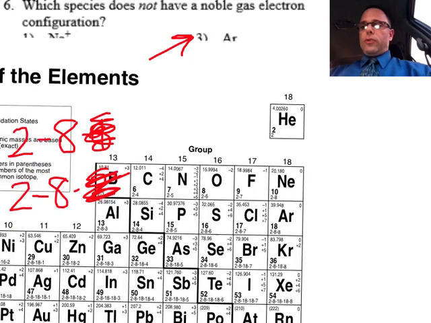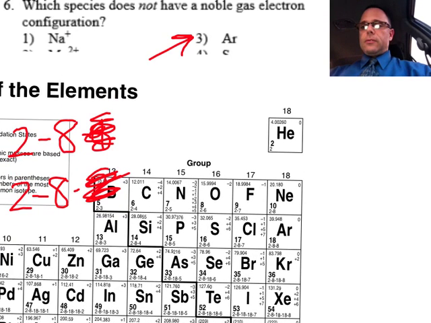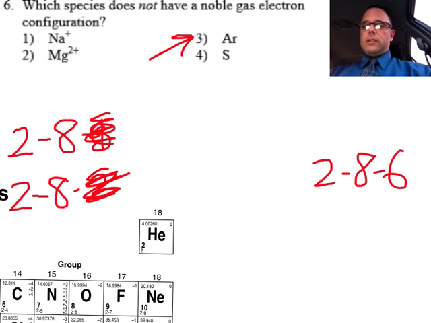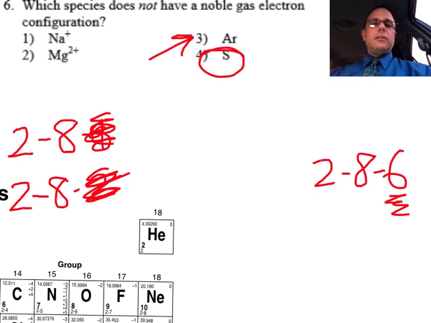Sulfur. Sulfur is right here. Its electron configuration is 2,8,6. Looking back at the choice, it does not say that it is an ion. So the valence shell is not full. It does not have 8, does not satisfy the octet rule. So the answer is 4. It does not have an electron configuration similar to a noble gas.